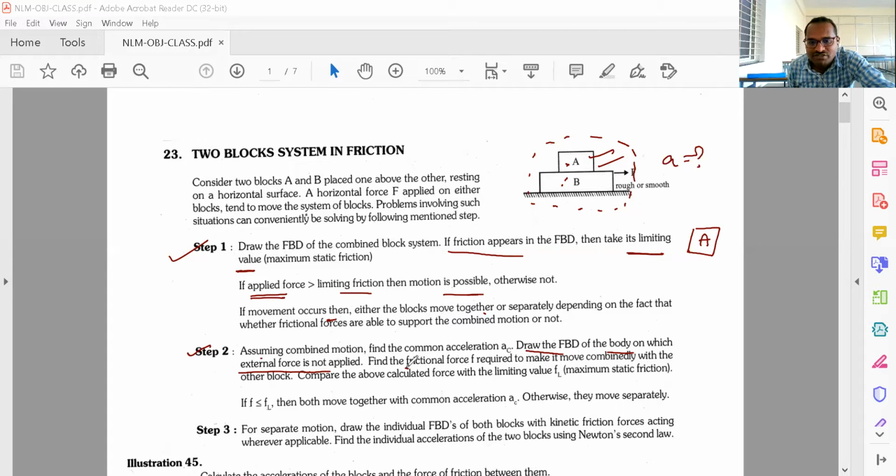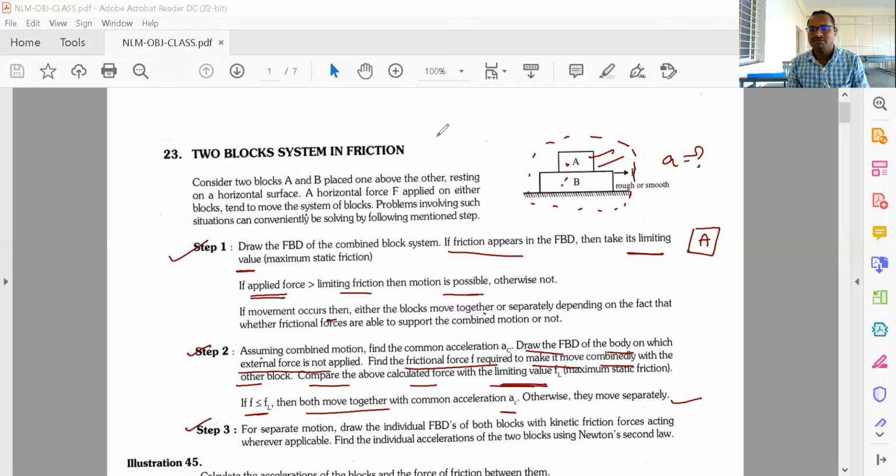Then find the frictional force required to make it move combinedly with the other block. Now compare that calculated value with the limiting value of friction. If F is less than FL, then they move together with a common acceleration a_c. Otherwise, they will move separately. If they move separately, draw the FBD of the separate blocks and you can find the acceleration of both the blocks. That is step 3. These are the 3 steps that we need to follow.